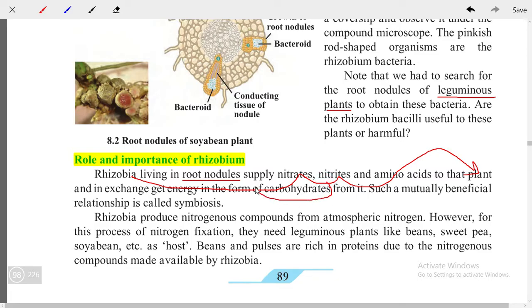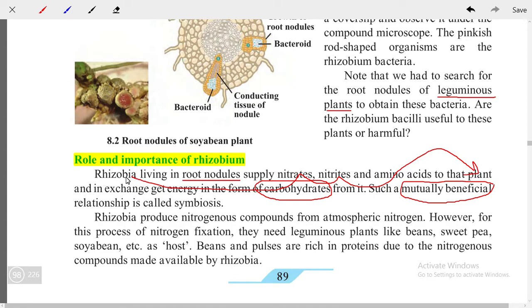The carbohydrate is the food which the plant makes by using photosynthesis, and these carbohydrates are used for energy by the rhizobium. And such a mutually beneficial relationship is called symbiosis. And this type of mutually beneficial, परस्पर फायदा करण्याचं जे रिलेशनशिप आहे, that is symbiosis.